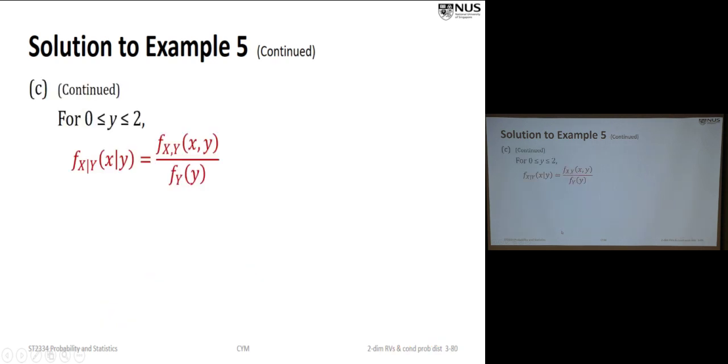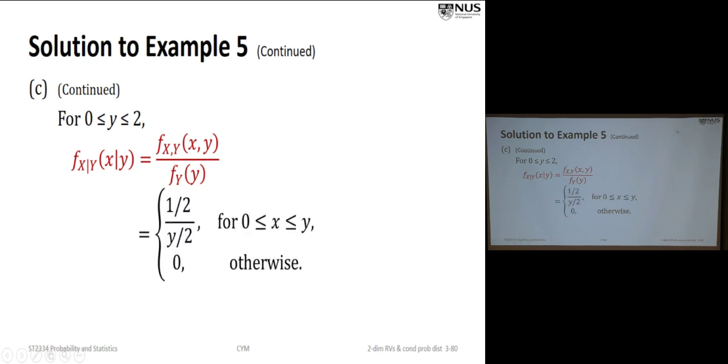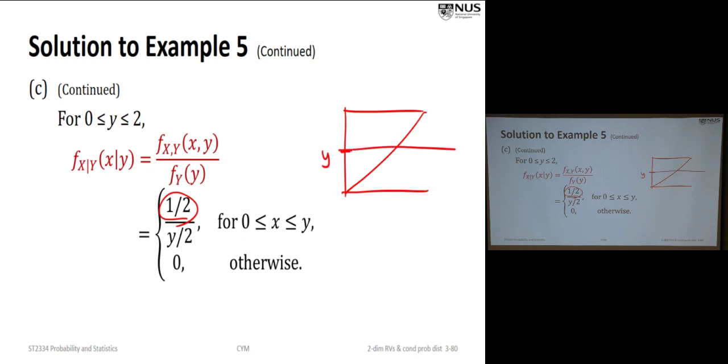Okay, then how about the conditional distribution of x given y? We just repeat the process. It's the joint PDF. Now this time, I look at fixed y and look at how x behaves. So x equal to 0, and at this point, x equal to y. Within this range, x between 0 and y, the joint PDF is equal to 1/2. Outside this range, the joint PDF will be 0.